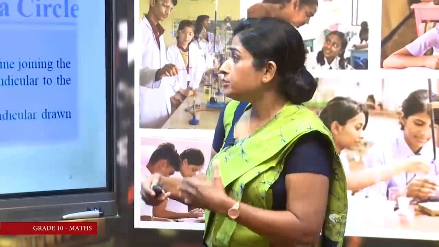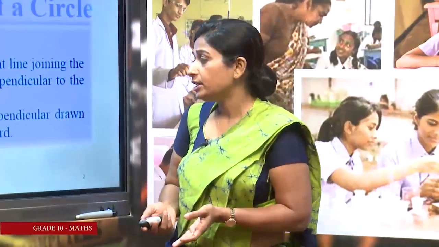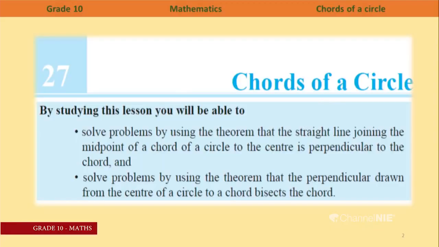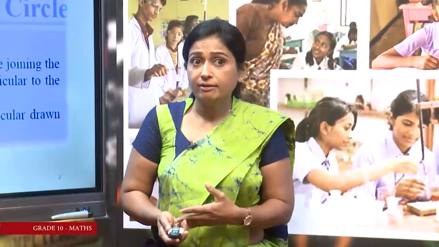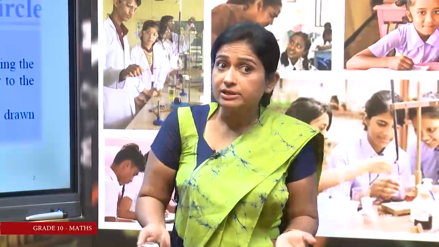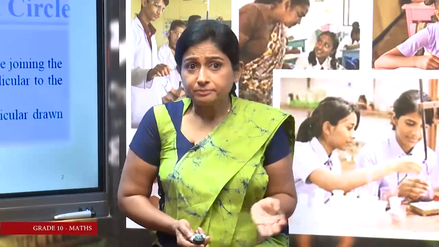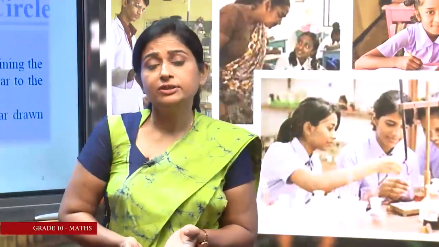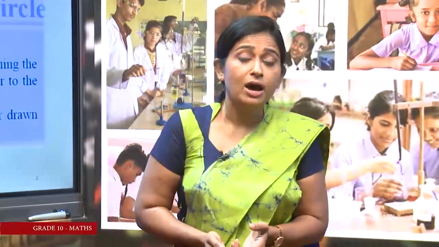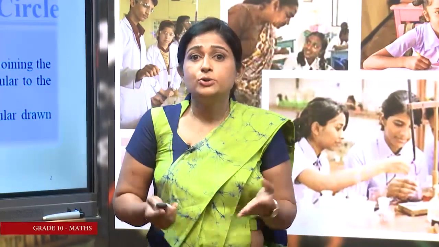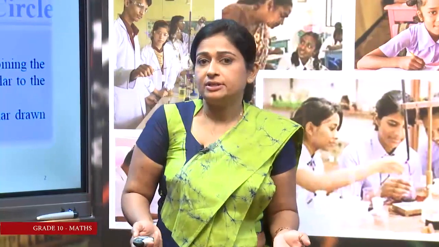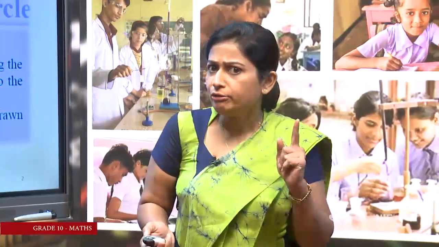Today we will be able to solve problems by using the theorem that the perpendicular drawn from the center of a circle to a chord bisects the chord. This is actually the converse of the theorem. We will apply the converse of the theorem and solve sums related to it. Before studying the converse, I am going to revise what we learned under part 1, the theorem. I think you remember that.